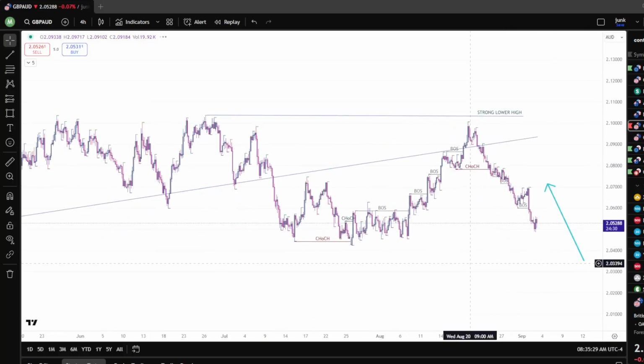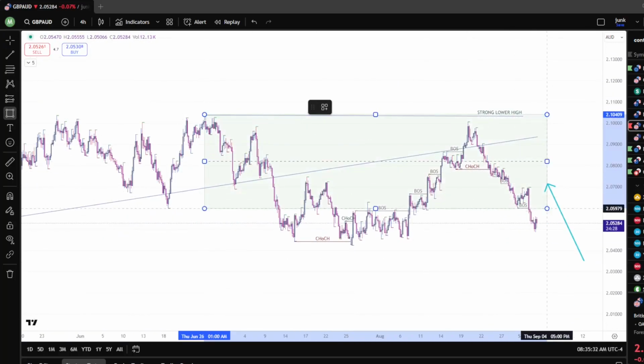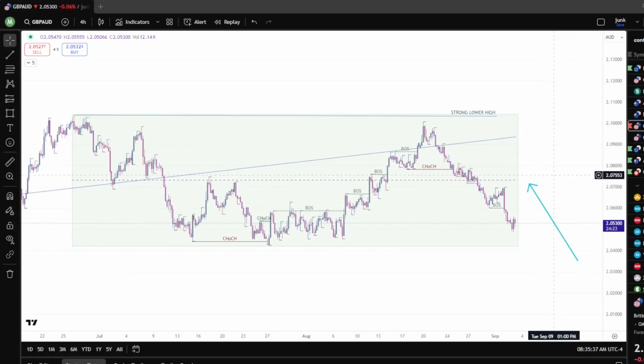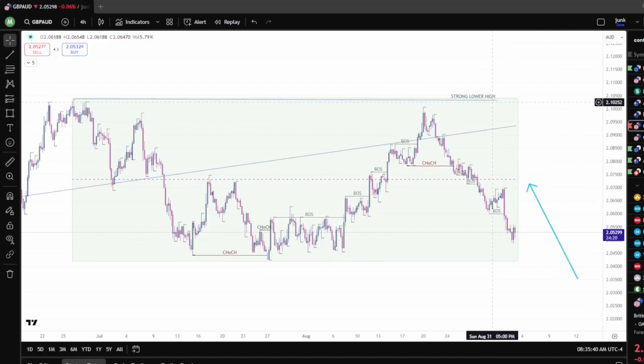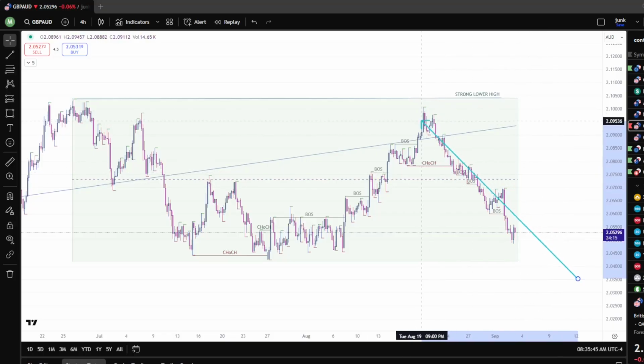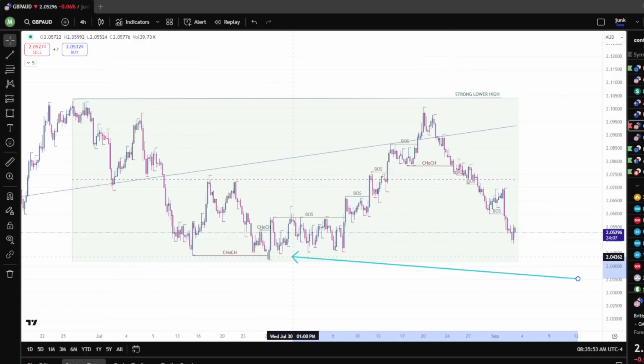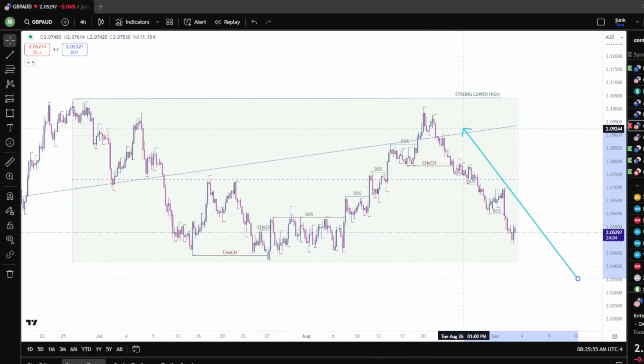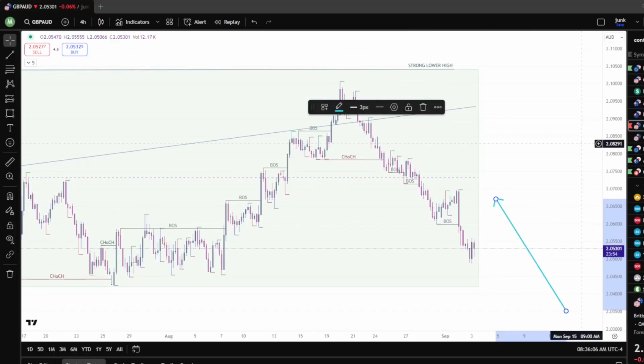GBP AUD, let's go map out the current range. So we're mapping, of course, we looked previously with this internal structure, bulls pushed price back up toward the strong lower high of the overall swing structure range, bearish. And then it reacted from this trend line that we've been looking at, came back and then broke structure to the downside, breaking through this area of demand, waiting to see if there was going to be any type of retracement.